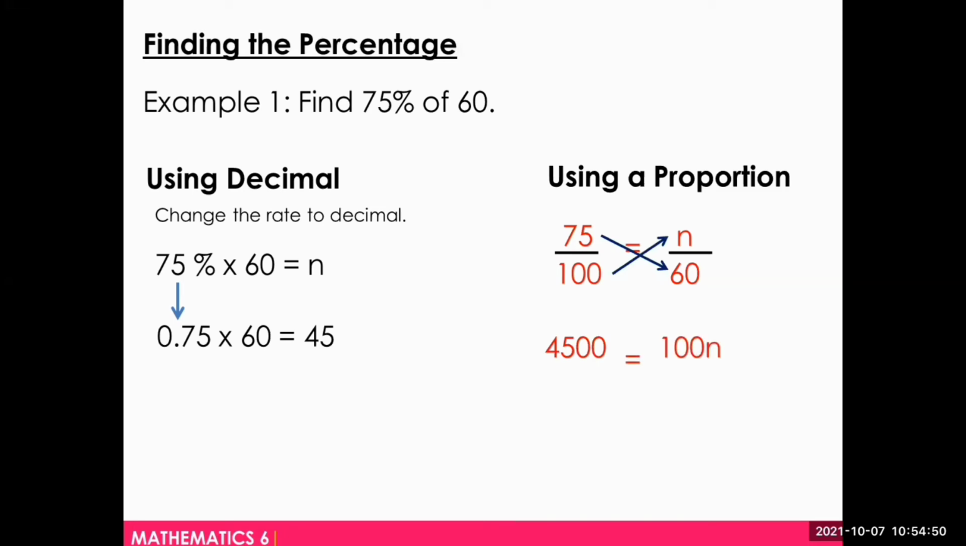Since 100 ang katabi ng ating variable na n, i-divide natin sila both by 100. So cancel na natin si 100 para matira na lang si n. 4,500 divided by 100 equals 45. So 45 is 75% of 60. Gaya ng sabi natin, si 45 are percentage. 75% ang rate at 60 ang ating base. Mas malaki ng di hamak ang base sa ating percentage.